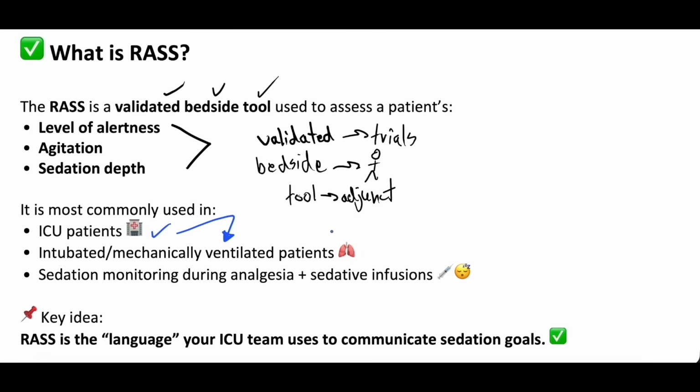Okay, so when we try to circle and create it into a key idea, RASS is the language the ICU team uses to communicate sedation goals. It gives us standardized language, something we can repeat, all understand, all talk about, to try to aim for the right depth of sedation in our intubated patients in the intensive care unit.